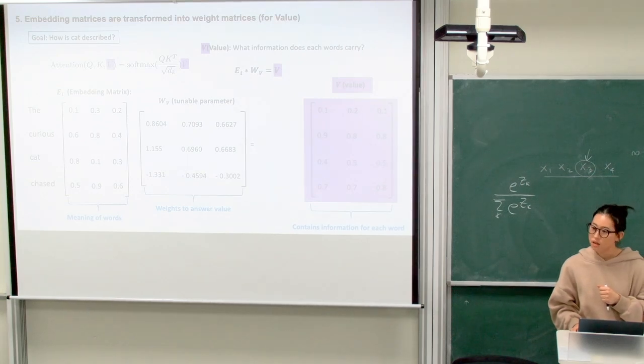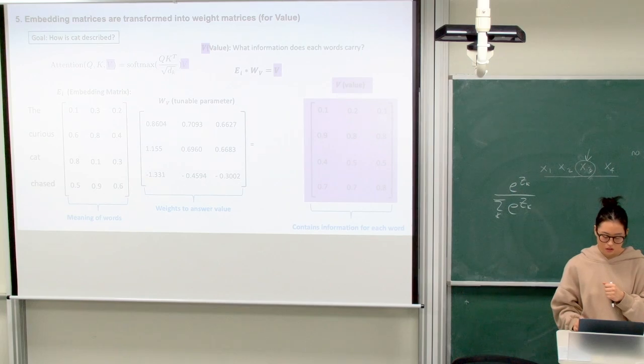So softmax was a square matrix, right? Okay, square matrix times that. Oh, yeah.